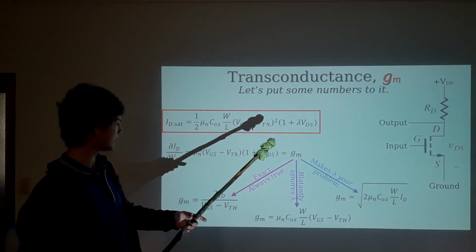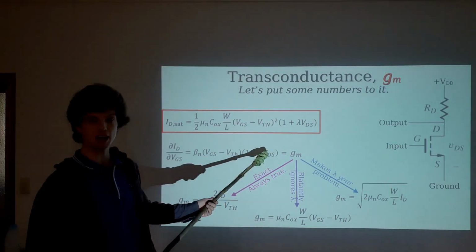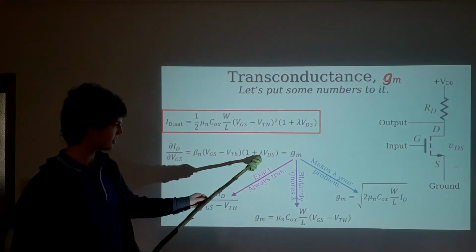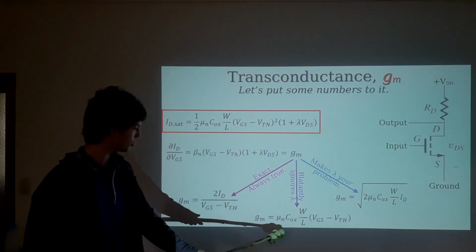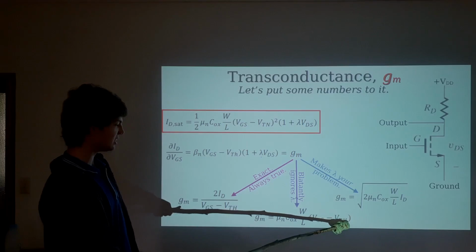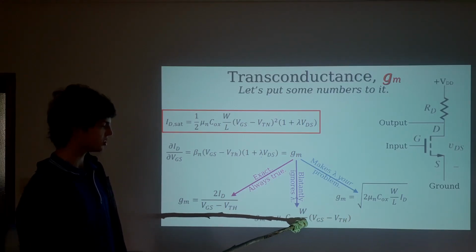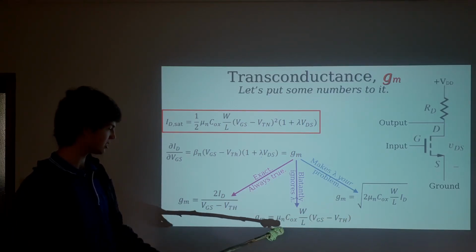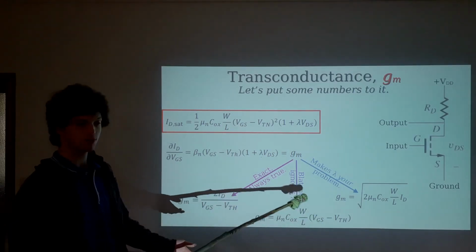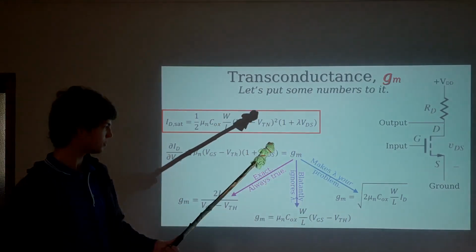There's exactly three different things. If we don't care about channel length modulation, if this lambda is 0, then we can just use this equation here. This is usually the easiest. It's just got a bunch of constants out the front, and the gate source term. Look, it's literally a direct dependence on the control voltage.